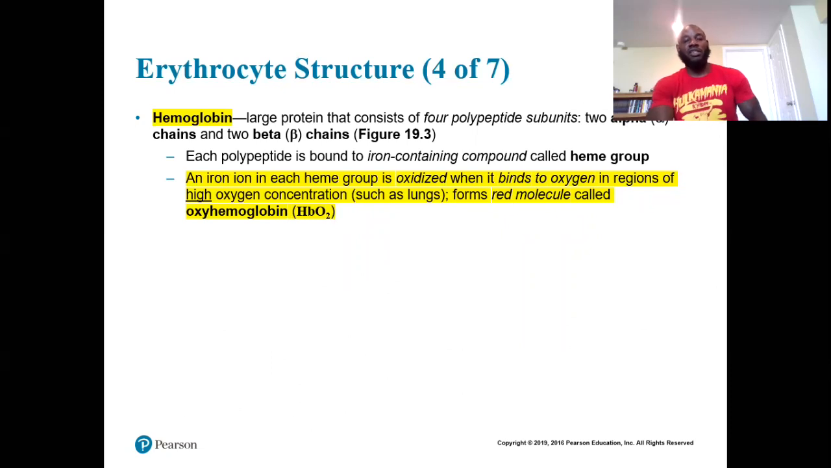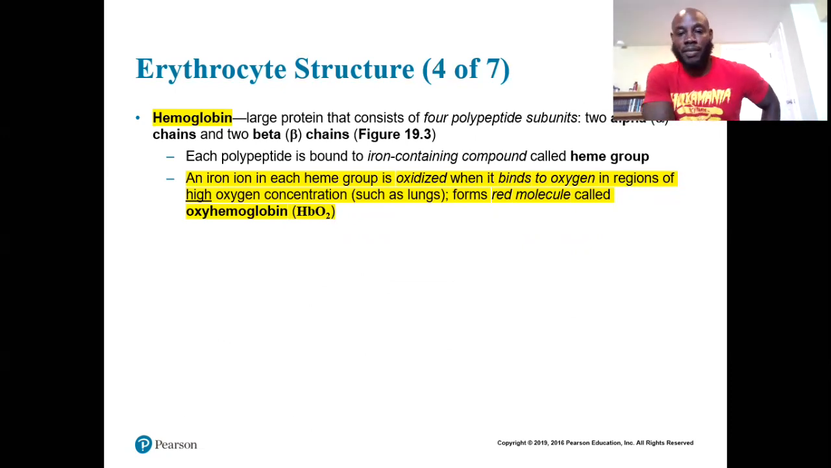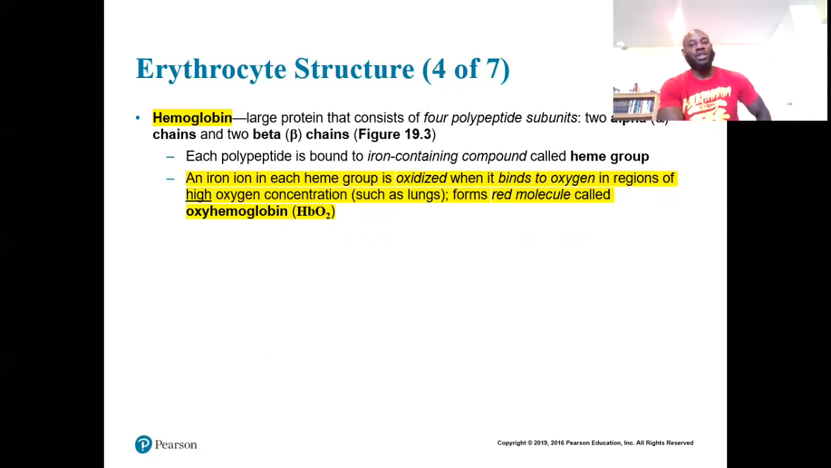Right, so this hemoglobin, which has these 4 polypeptide units, each polypeptide is bound to this heme group. The heme group oxidizes when it binds to oxygen and forms this red molecule called oxyhemoglobin. Red molecule. What color is blood? Red, right? Hopefully that starts to paint the picture. If you see oxygenated blood that has oxygen in it, it's red, a bright red actually.